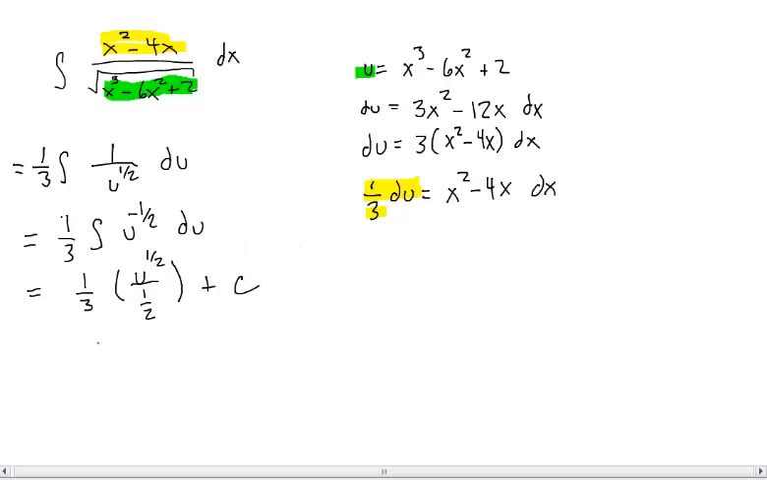And now we need to simplify this. When we have a fraction over a fraction, we multiply by the reciprocal. So we have 2 times 1/3, or 2/3 u to the 1/2, plus c. And now we need to take it back to our x variable. So we have 2/3 times the quantity x cubed minus 6x squared plus 2, all raised to the 1/2, plus c. And that's it for indefinite integrals using u substitution.